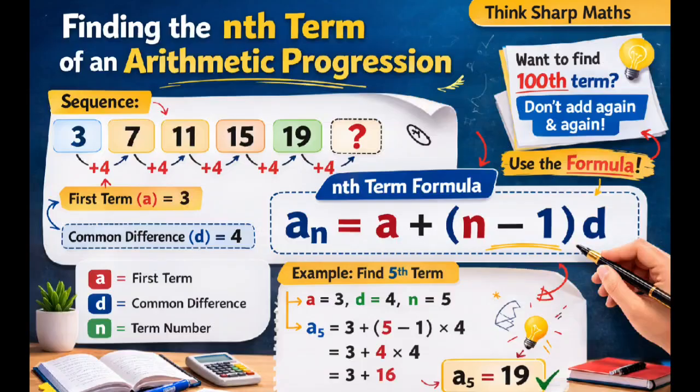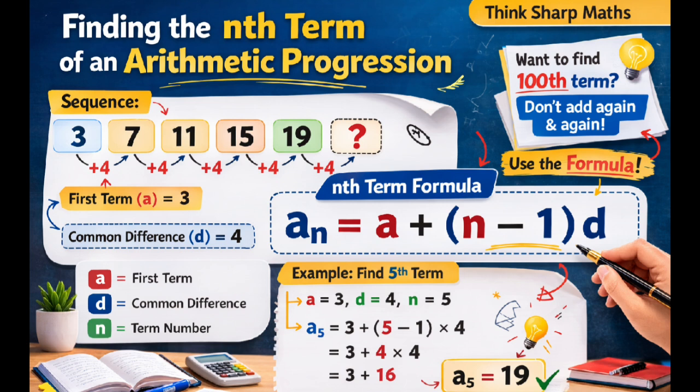Next is finding the nth term. Consider this sequence: 3, 7, 11, 15, 19. Here the first term is 3, and the common difference is 4. If we want to find the next few terms, we can keep on adding 4. But what if someone asks you to find the 100th term? What will you do? Writing all the terms one by one would take a lot of time, right? Mathematics gives us a shortcut for this.